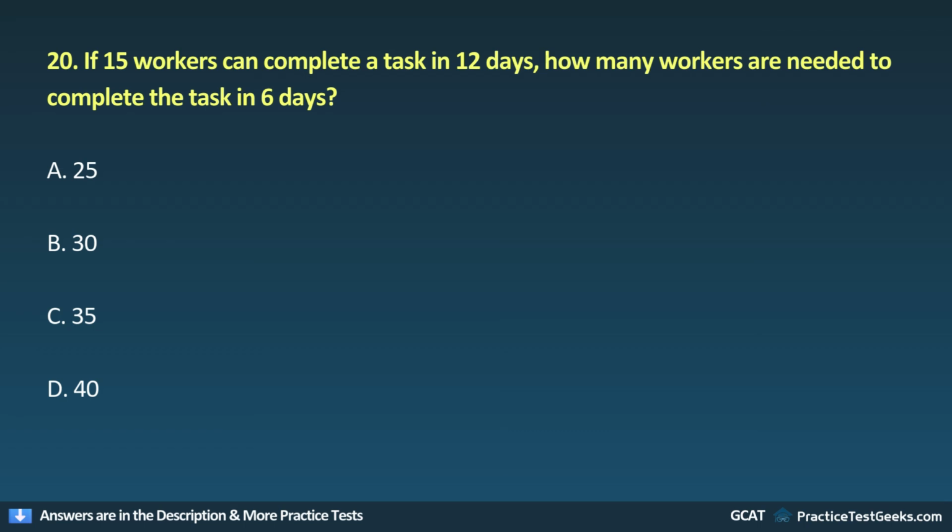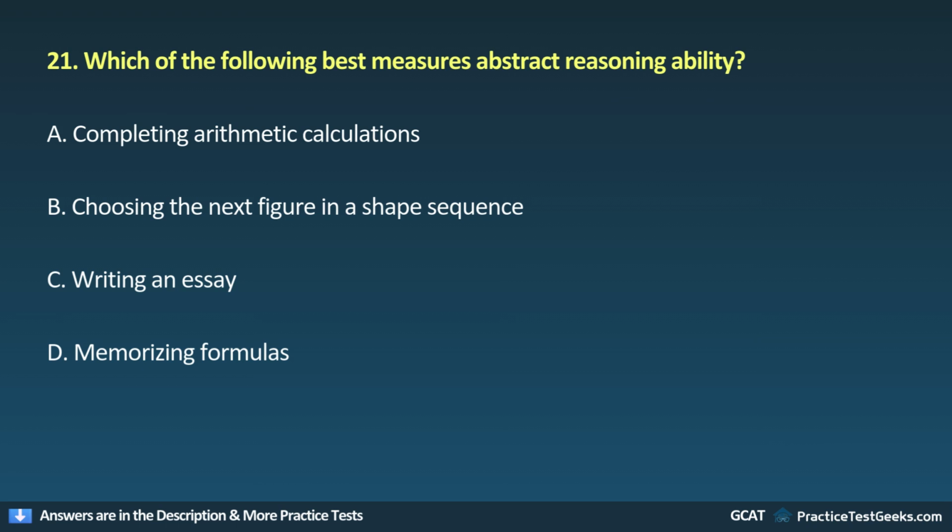20. If 15 workers can complete a task in 12 days, how many workers are needed to complete the task in 6 days? A. 25. B. 30. C. 35. D. 40.